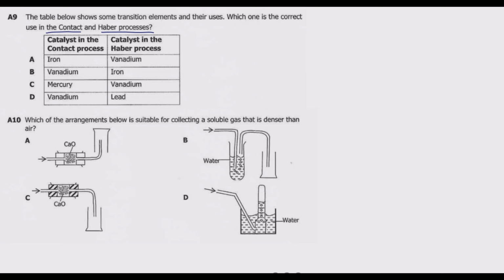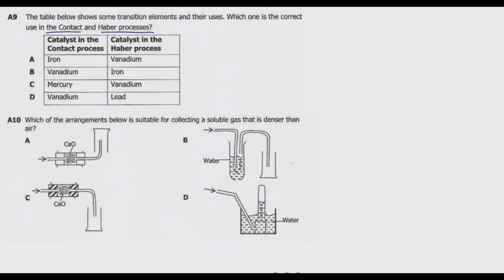So the contact process is a modern industrial method of producing sulfuric acid. And this sulfuric acid is very important because it is used in the manufacture of fertilizer, pigments, dyes and drugs. Then, on the other hand, the Haber process is also an industrial process used to obtain ammonia from hydrogen and nitrogen. Now, ammonia is very important in the process of producing fertilizer, which is very key to the agriculture sector.